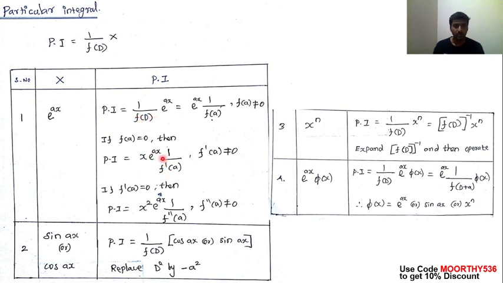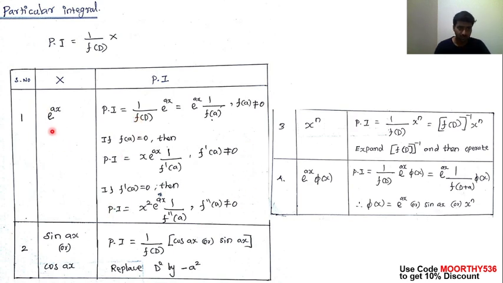Again, after differentiating, we substitute these values as per the given format. Again, f dash of a should not equal 0. This is the condition. If f dash of a is also 0 in the second step, again we have to multiply by x in the numerator. Again, a second time we have to differentiate the denominator with respect to D. So this is the procedure for all the categories.